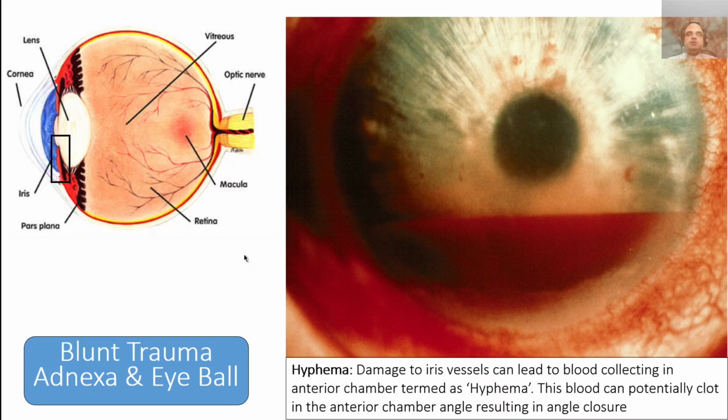and the anterior chamber. And the iris vessels could rupture just like conjunctival vessels ruptured, and they can result in blood in the anterior chamber, which is called hyphema. We've talked about hyphema when we talked about angle closure and new vascularization of the iris, leading to blood in the anterior chamber. Blood in the anterior chamber can also collect because of trauma, and this is hyphema. And this hyphema can clot and cause blockage of the anterior chamber angle.